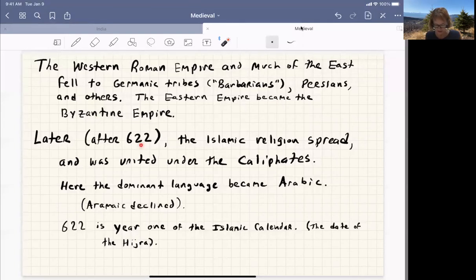Then later, after the year 622, this is when the Islamic religion started to spread. And it was united under the caliphates. And then here, the dominant language became Arabic, and the language Aramaic declined. So the year 622 is considered year 1 of the Islamic calendar.